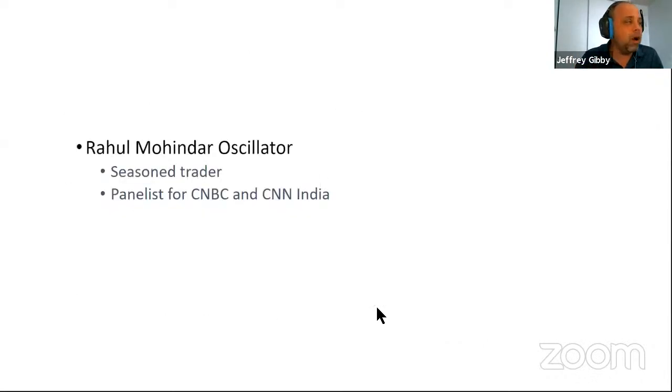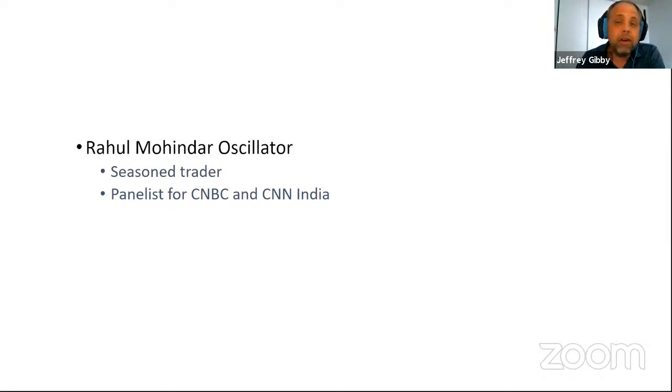Now, the Rahul Mohindar Oscillator, or the RMO system, was developed by a friend of mine in India. Actually, friend is maybe not the proper term, maybe a mentor would be better. His name is Rahul Mohindar, and he has a special relationship with MetaStock. He's been a partner with MetaStock for about 27 years, just a little bit longer than I've been employed with MetaStock. What he does is teach people how to trade in India.